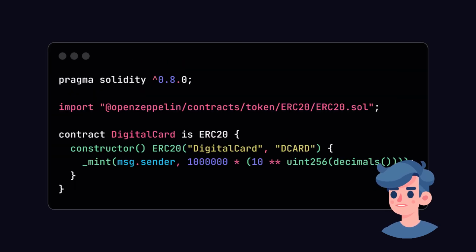Now, we need to create a smart contract for our digital cards. A smart contract is a self-executing contract with the terms of the agreement directly written into code. Let's use Solidity to create a simple ERC20 contract for our cards.